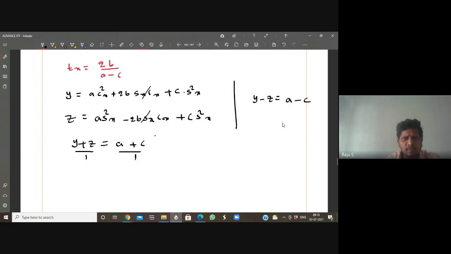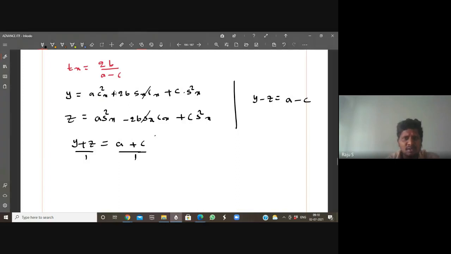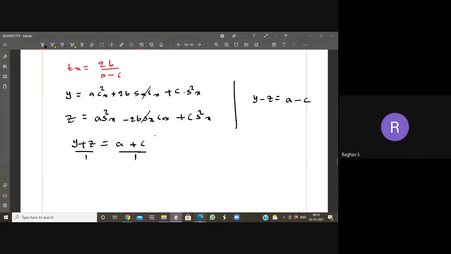So when you want to apply componendo and dividendo, here Y plus Z whole divided by 1 will come. Okay, so there is an option, right? Y minus Z is equal to A minus C. I think this is right, but when we find Y minus Z value, see here, A common, cos square minus sin square. Is it sin square or cos square? It is cos square.